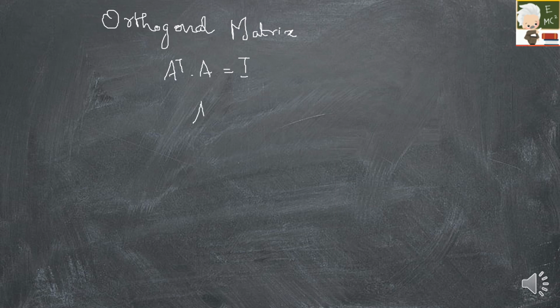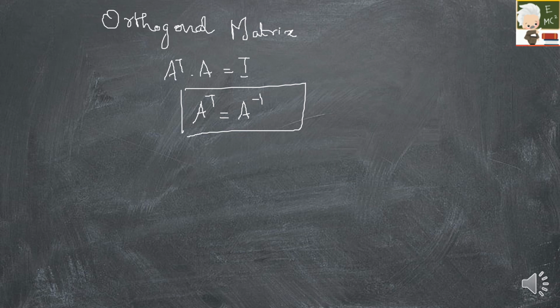Orthogonal matrix. So what is an orthogonal matrix? If A transpose into A is equal to I, then I can write A transpose as A inverse. So this is an orthogonal matrix.